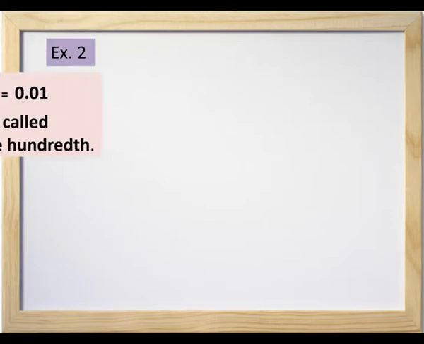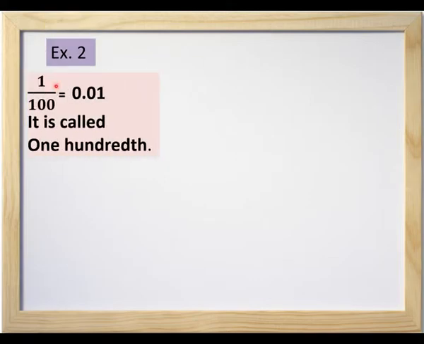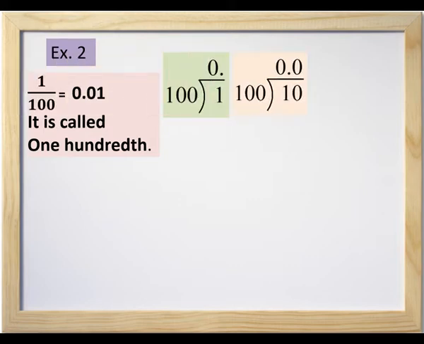Children, let us take another example. That is 1 by 100. 1 by 100 is a decimal fraction. Now let us divide 1 by 100. Can we divide a smaller number by a bigger number? No. So we are going to put a decimal point in the quotient. That is, after 0 we are going to put a decimal point. So now let us see the next step of division.